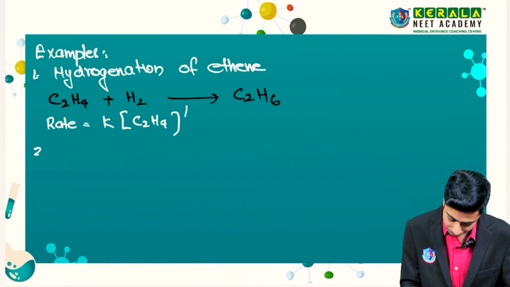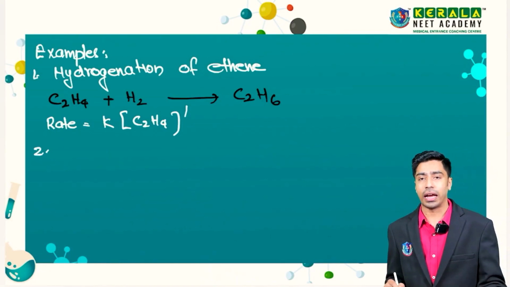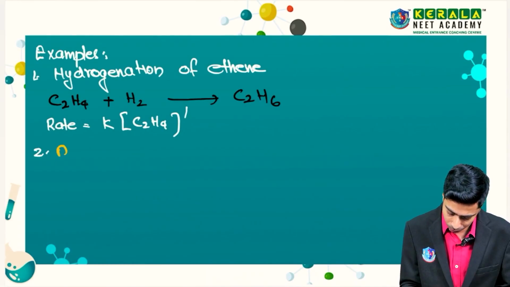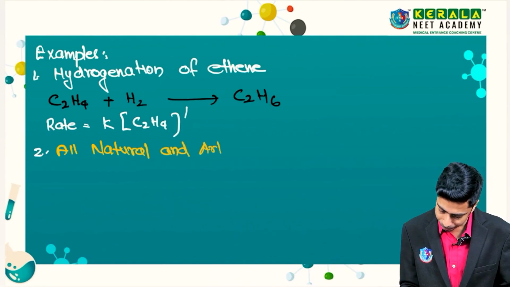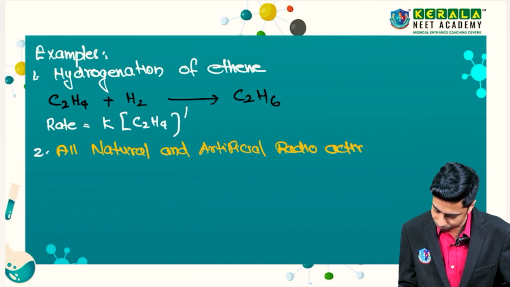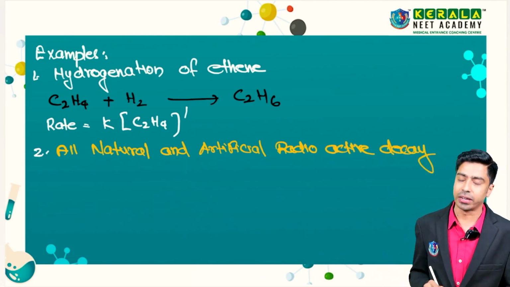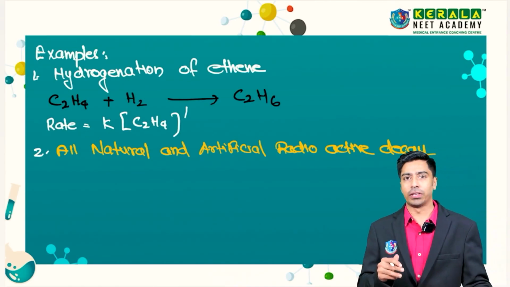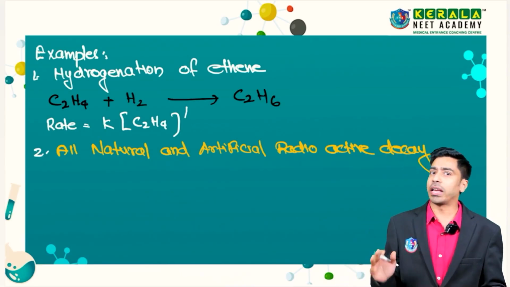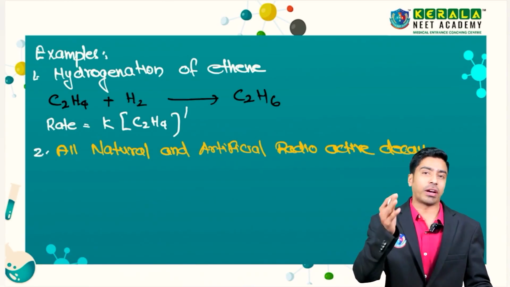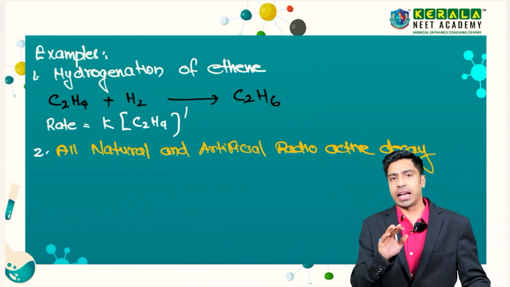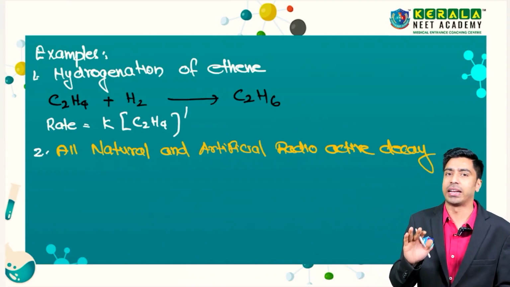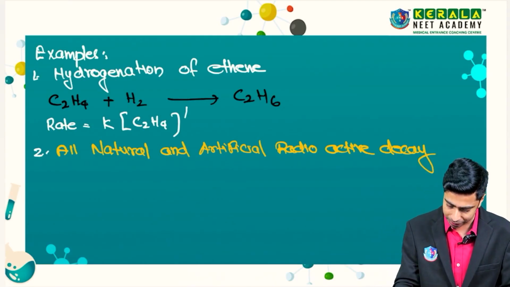Another example, this is very important: all natural and artificial radioactive decay will be an example for a first order reaction. Suppose you are told it is during a nuclear explosion, that will be a first order reaction. You have a question in NCERT, we'll be discussing it. It will be mentioned as during a nuclear explosion, so you have to consider it as a first order reaction.